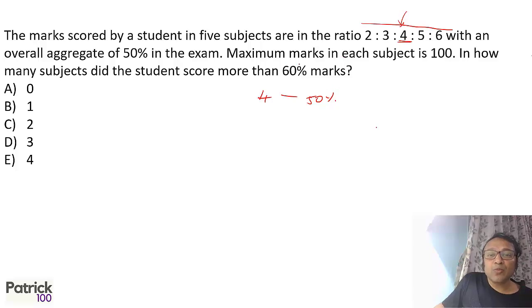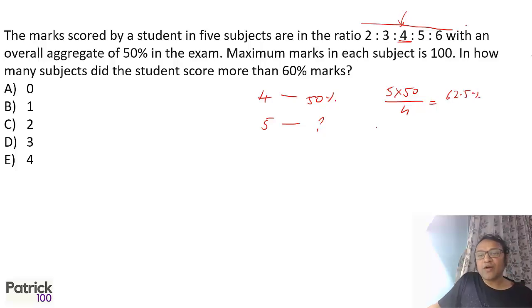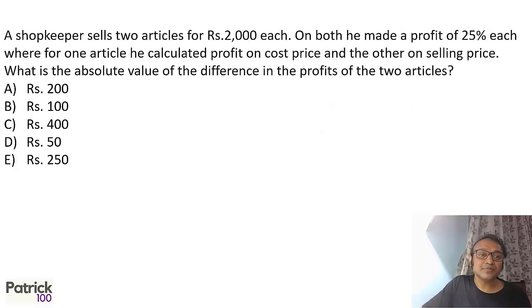Now, score more than 60%. So 5 will stand for how much? If 4 stands for 50%, 5 will be 5 into 50 upon 4. If you look at it, 62.5. So that means 5 is 62.5. So both 5 and 6 are above 60%, so the answer will be 2. How many subjects did he score more than 60%? 2 subjects. So 4 stands for 50%, 5 will stand for 62.5, 6 will be higher than that. So automatically you can make out that 2 subjects where he scored more than 60%.